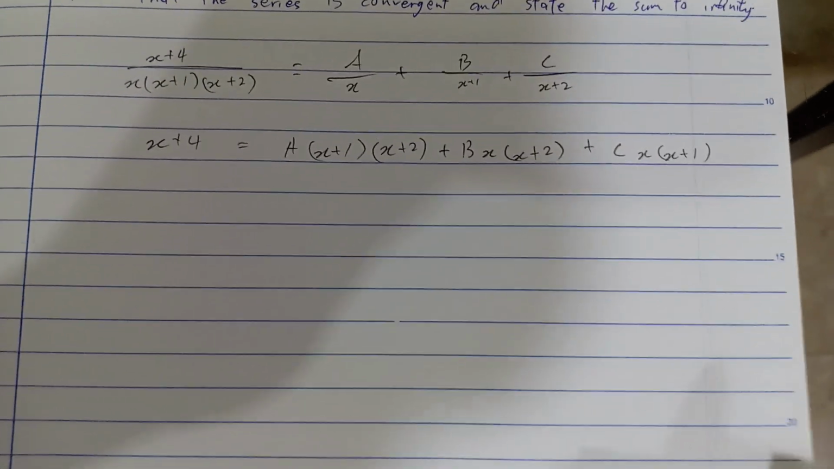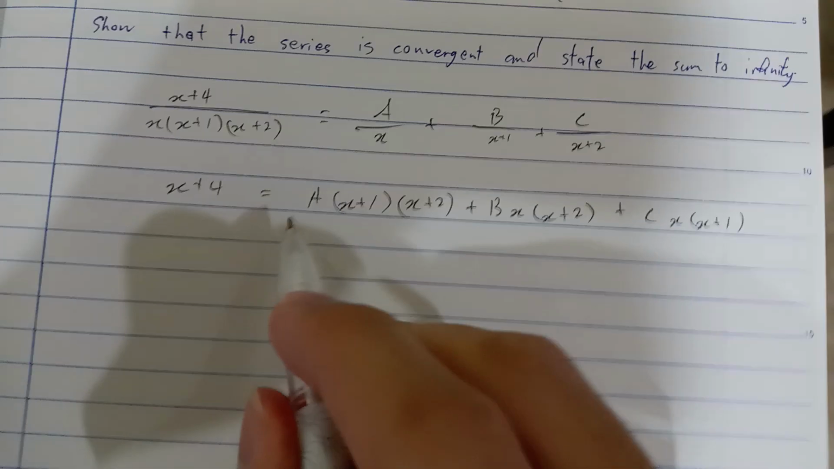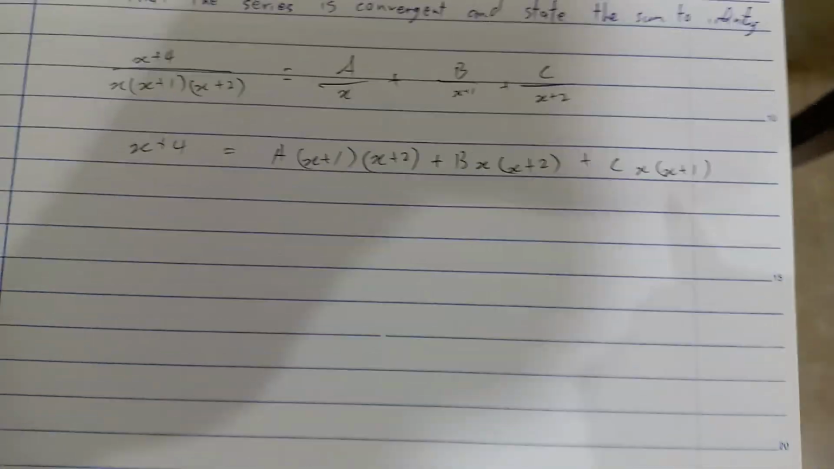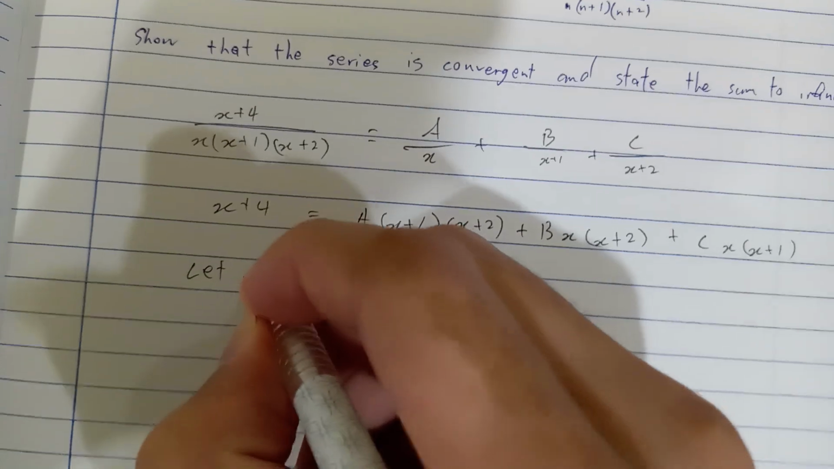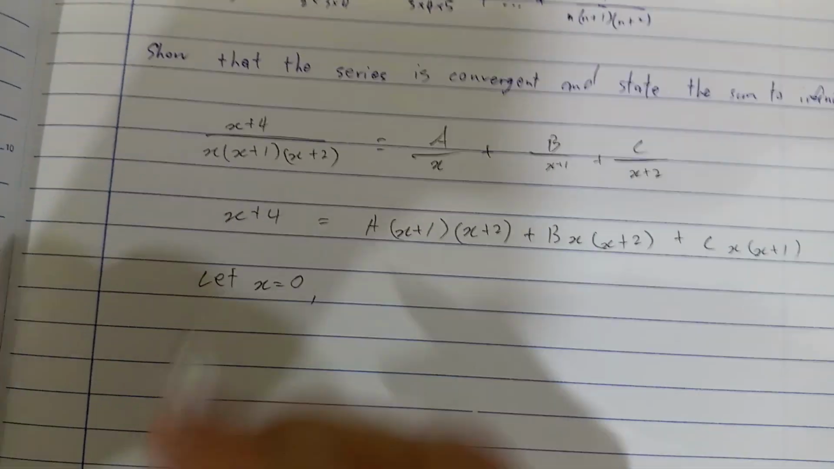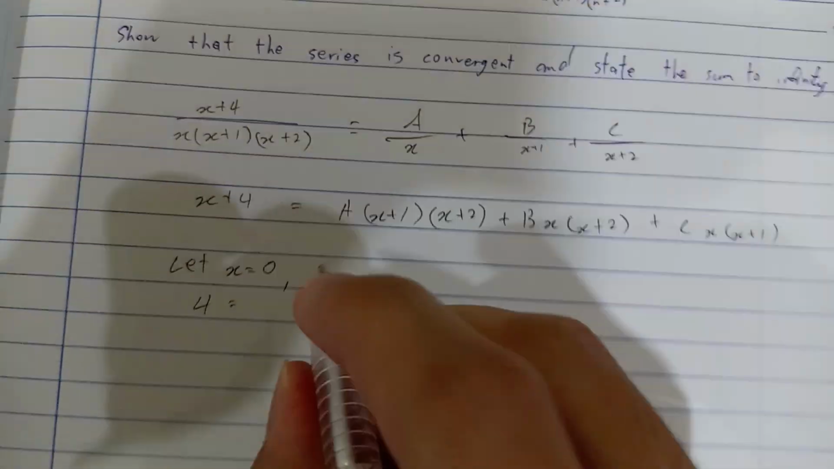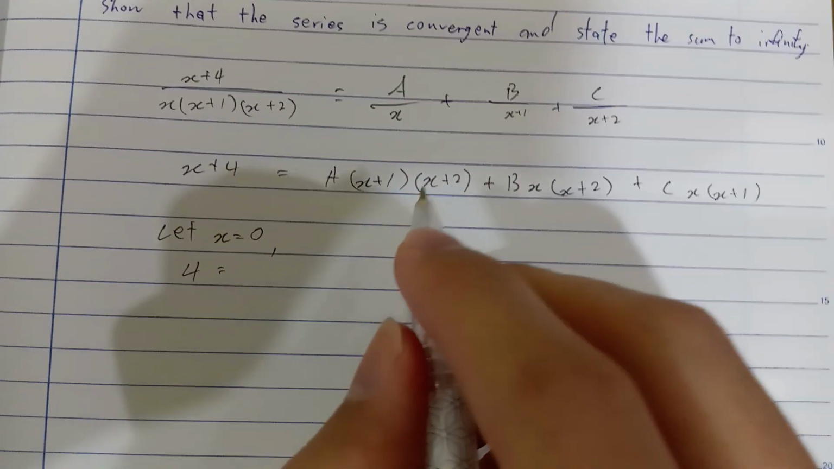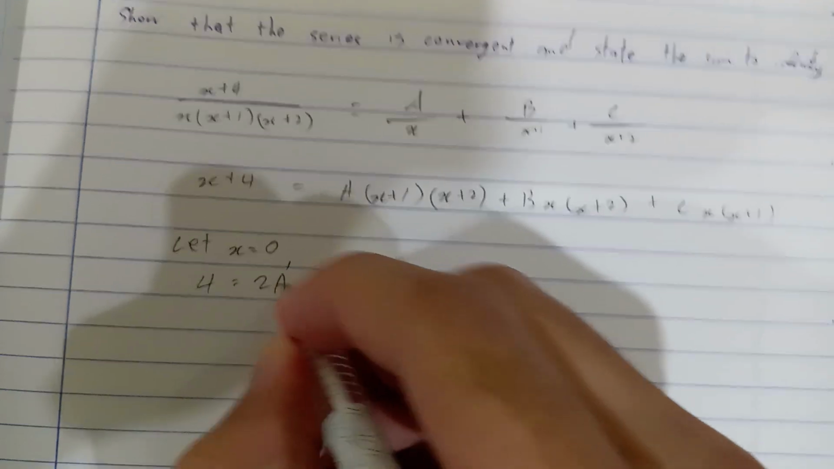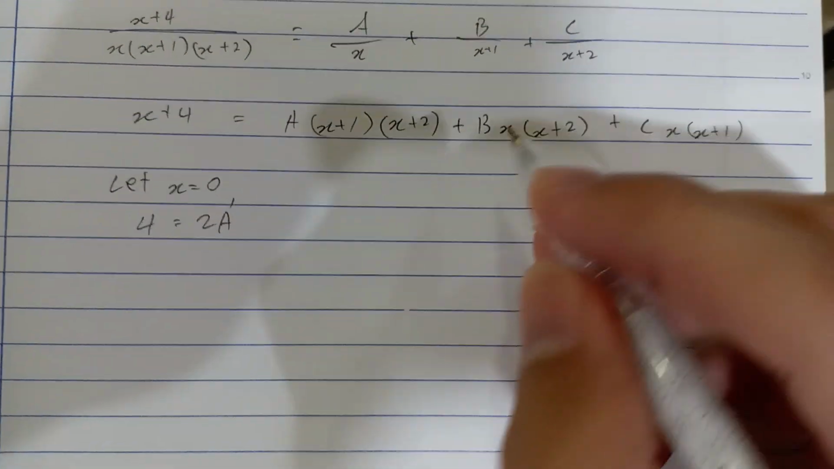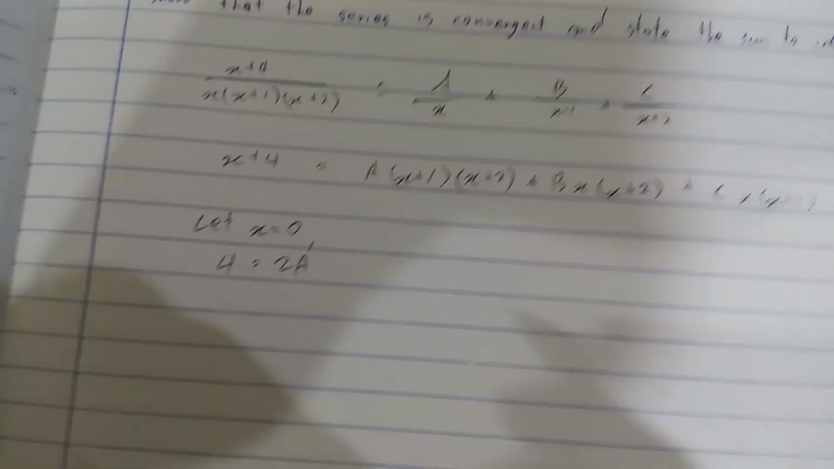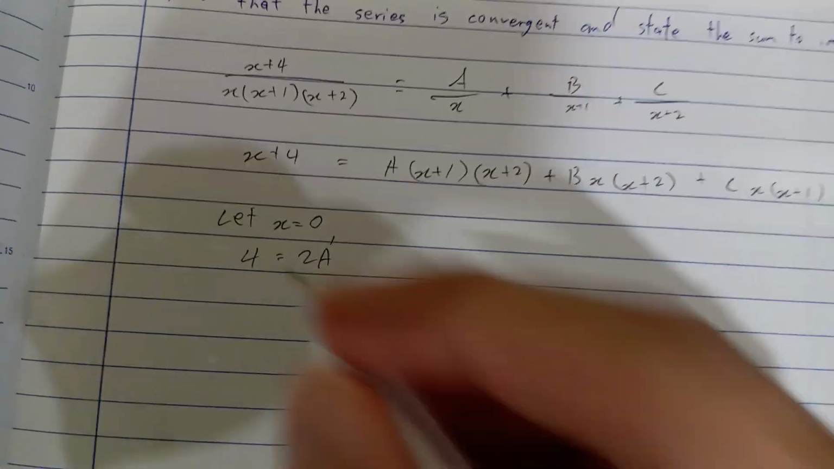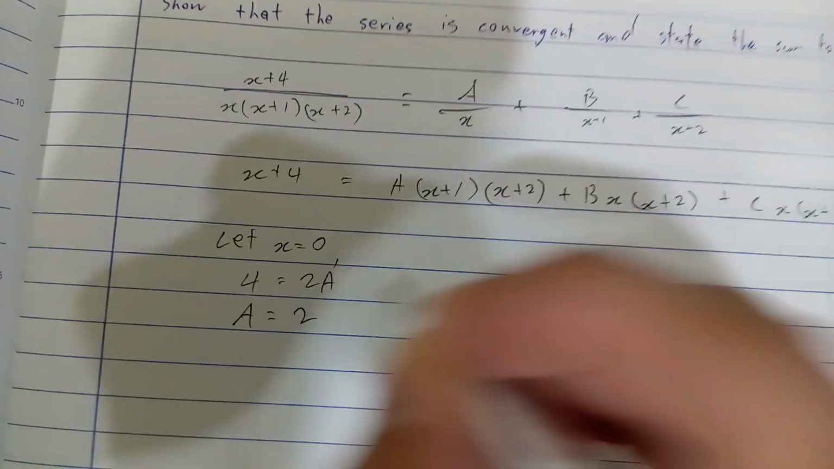Okay, now you want to find the value of A. So you let x equal to 0, so you can cancel out B and C. So 0 plus 4 is 4, then A times (0 plus 1)(0 plus 2) equals 2A. B times 0 is just 0, and C times 0 is also 0, so you can cancel those out. So you're left with 4 equals 2A, so you simplify it and find A equals 2.